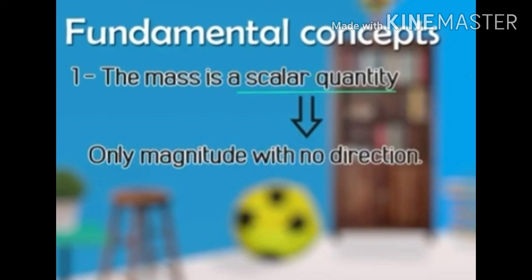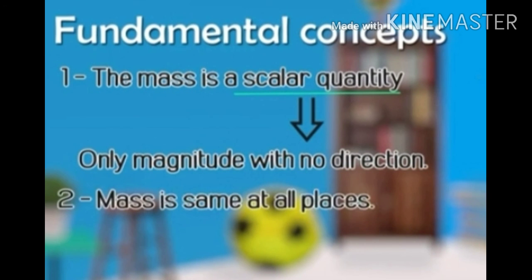Now the fundamental concept we have about the mass: it is a scalar quantity, which has only magnitude. Clear? It has only magnitude. And the value of mass will be the same all over. That means in any place you go, the mass of your body is the same: on the moon, on the earth, outside the planet, anywhere you go, your mass will never change.